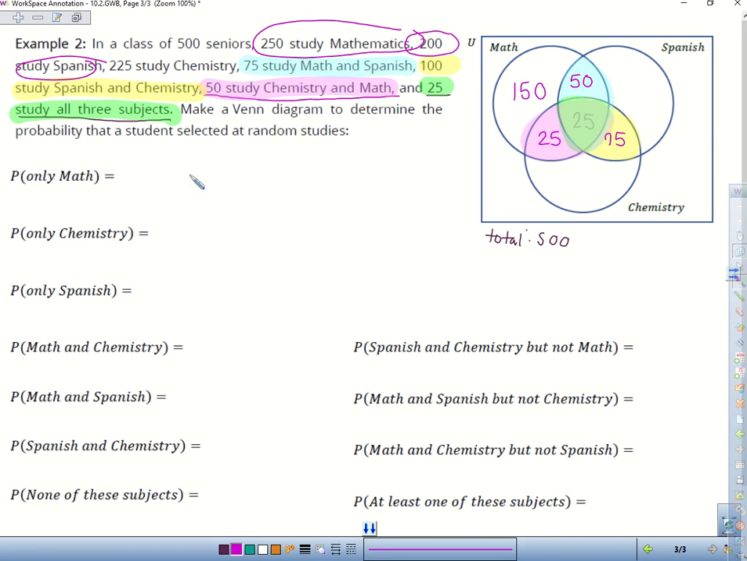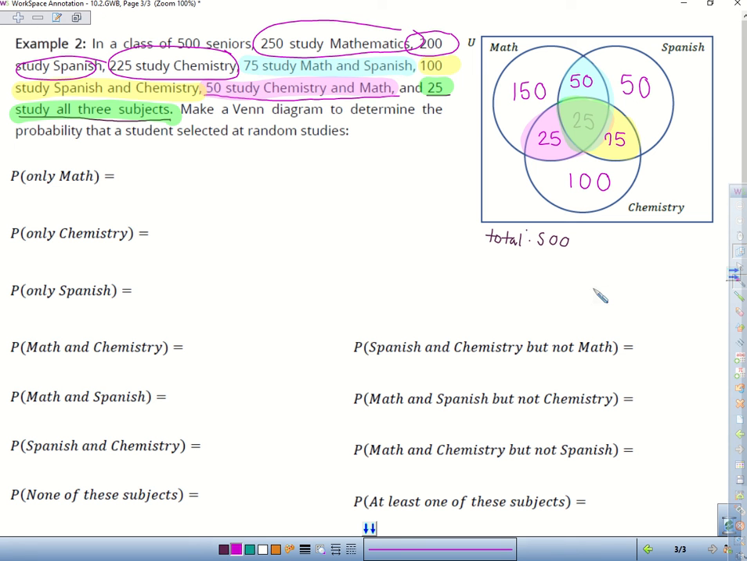200 students study Spanish. How many are already in the Spanish circle right now? 150. Good, so how many more do we need to add? 50, because we have to get to 200, correct? How many people are already in the chemistry circle? 125. Good, so how many more do we need to add to get to 225? 100. So does everybody see how we got those amounts?